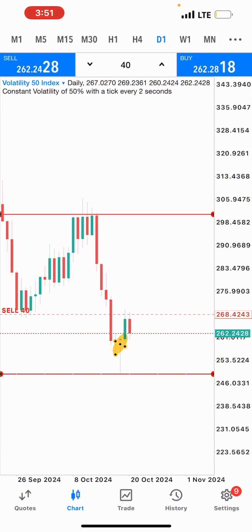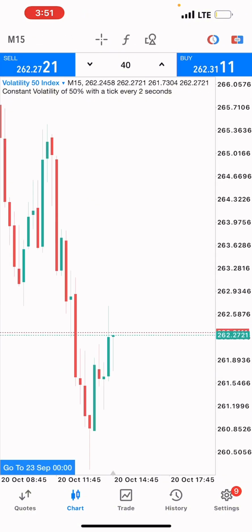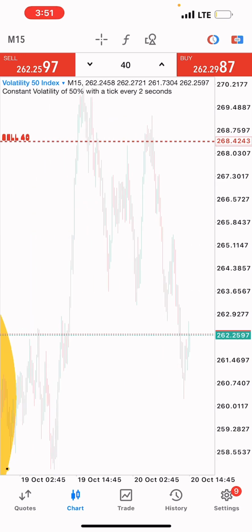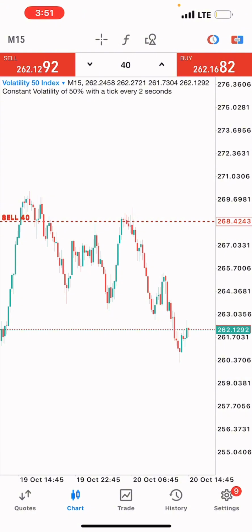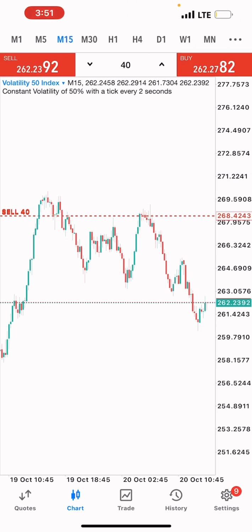I came to my 15 minutes time frame. I was just looking for a clean, simple setup. On the 15 minutes time frame, it's not actually clear. Sometimes you have to look at the 5 minutes time frame when you have an idea of what the market is going to do from the bigger time frame. That was the reason I had to go down to my smaller time frame to get my entries from. So here I went to the 5 minutes time frame.